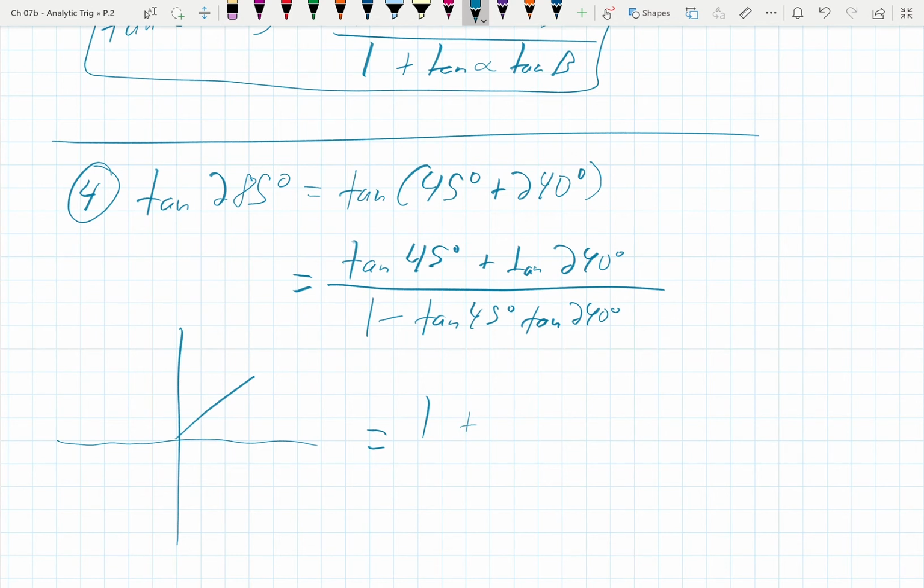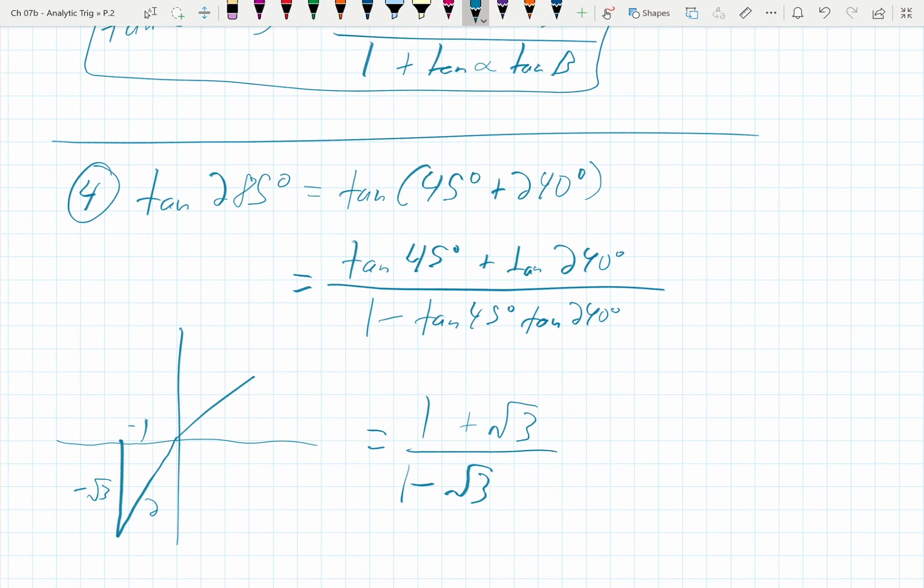240 is, gosh, in a way it's almost easier when it was radians now. 240 is where? It's in quadrant 3. 60-degree angle in quadrant 3, 60 degrees more than 180. So that one is 1, root 3, and 2 with a negative 1 and negative root 3. So the tangent's going to be positive root 3 over 1 minus, tangent of 45 was 1, and this is root 3. So you have 1 plus root 3 over 1 minus root 3.